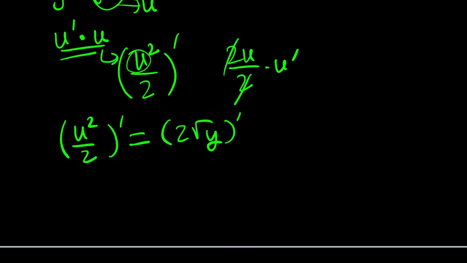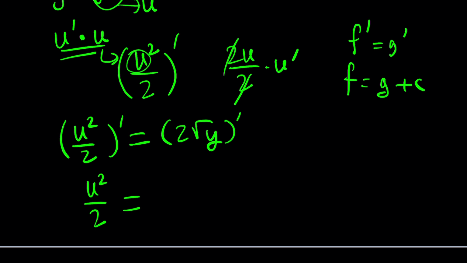Can we integrate both sides now? Yes, because we kind of have two functions like f prime equals g prime. And this basically means f and g only differ by a constant because their derivatives are equal. And as you know, the derivative of a constant is 0. So we can safely say that from here, u squared divided by 2 is equal to 2 times the square root of y, plus c.